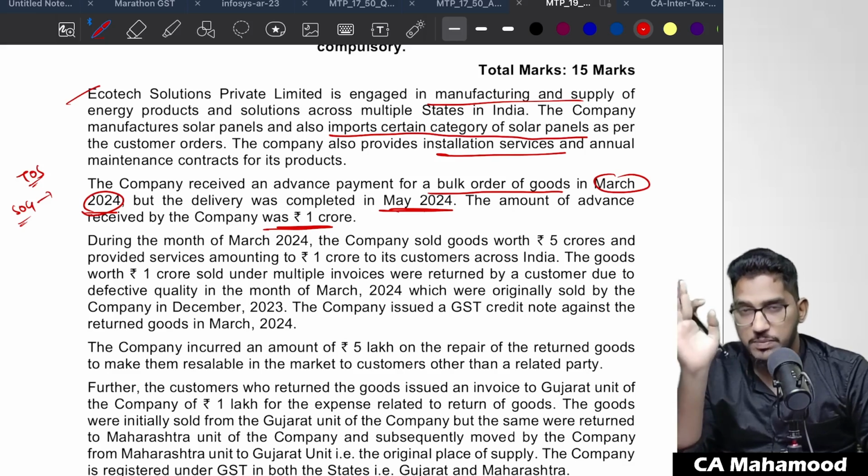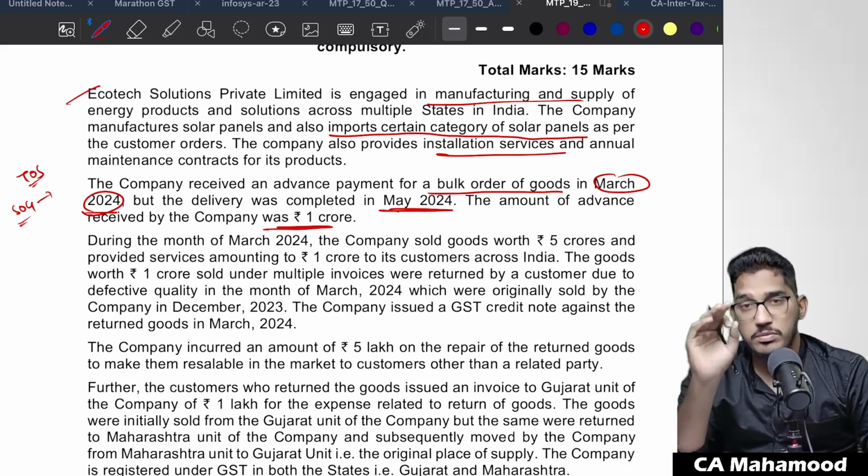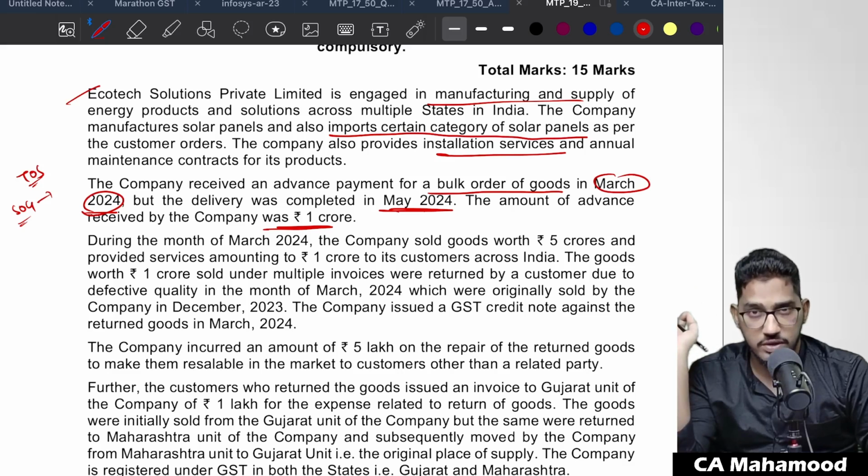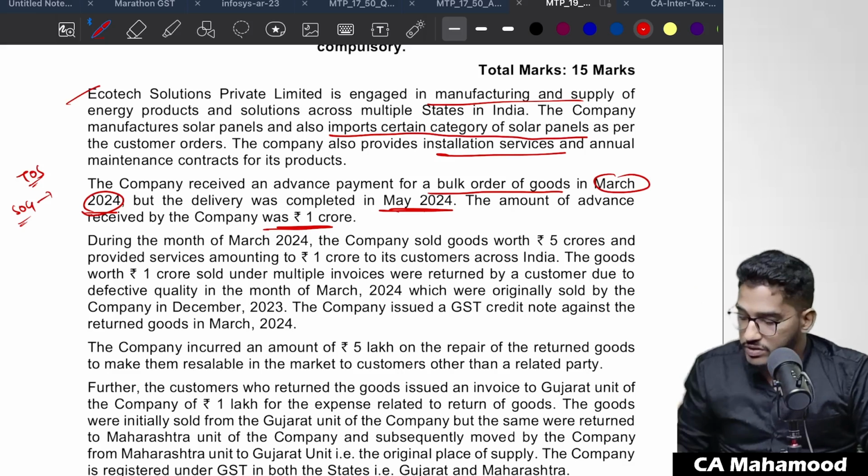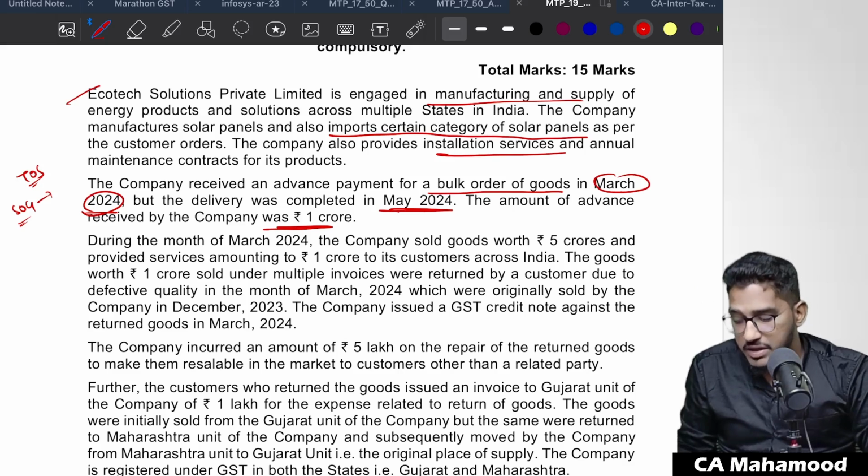In the case of supply of goods, time of supply will be decided on the basis of the invoice or the due date for giving of invoice. So this advance, even though it has been received in the month of March, do you think this company will pay the GST for the month of March only?